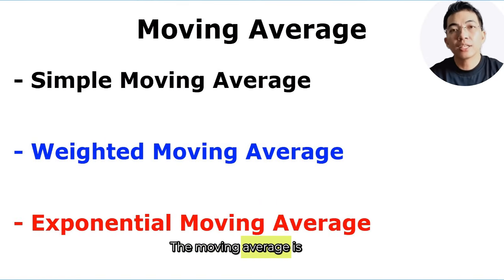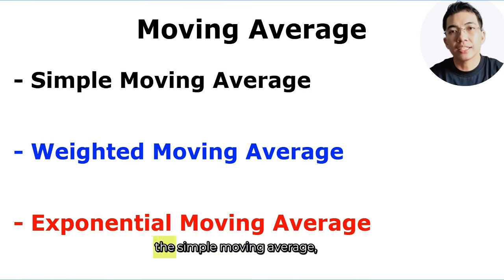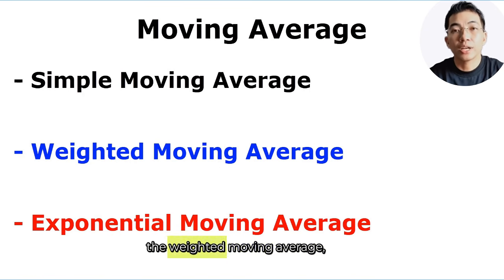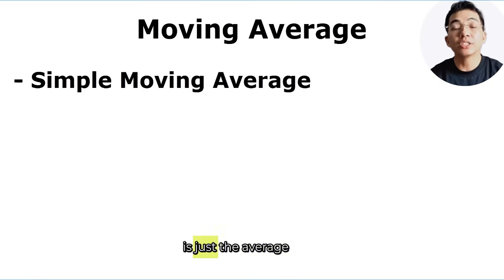The moving average is one of the most popular indicators used by technicians. We have three different types of moving average: the simple moving average, the weighted moving average, and the exponential moving average. The simple moving average is just the average of all the prices selected.